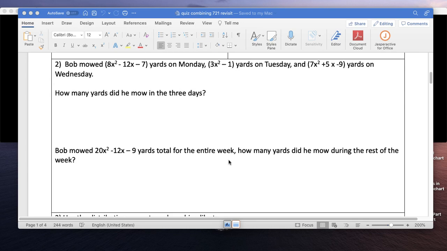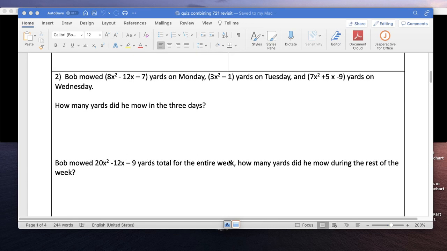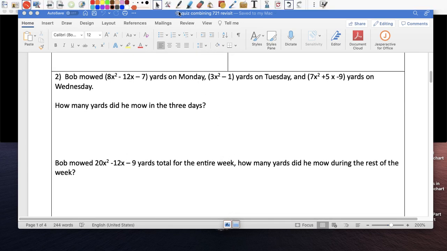Okay, so that's the quadratic sequences. Okay, let's go through this. This is pretty much combining like terms, and I'm going to write this whole thing out. Okay, this is how much he mowed on Monday.